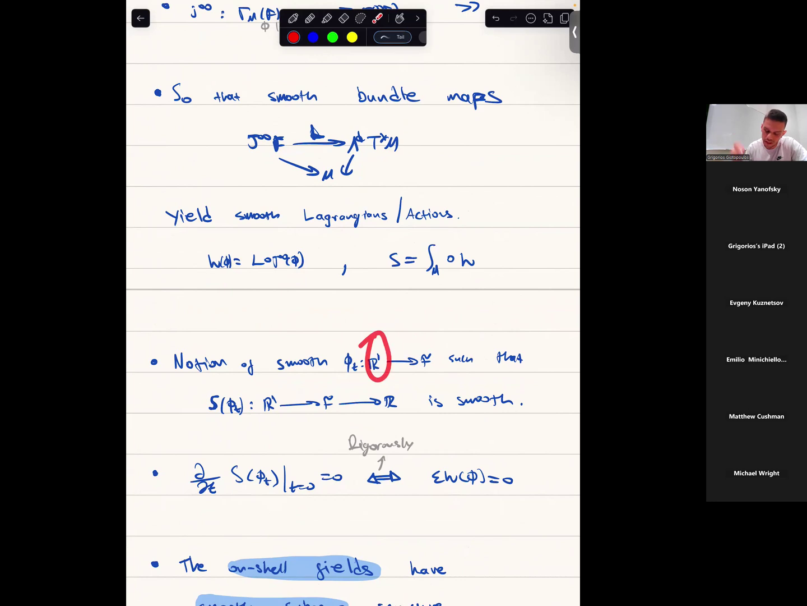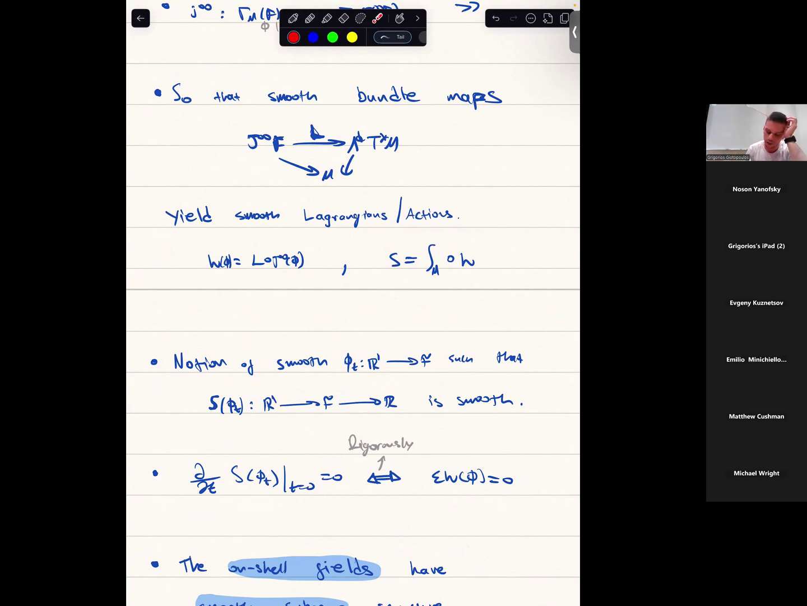Of course, the real line should be an object in the appropriate sense of this category, such that a smooth one parameter family of fields is recovered by maps in this category as such. In the end, this will say that you can compose a one parameter family of fields, a path of fields, with the action functional, and in the end you get a map from the real numbers to the real numbers. And we want it to be smooth in the standard sense of smoothness of analysis, so we can take a derivative as we know how to take a derivative.